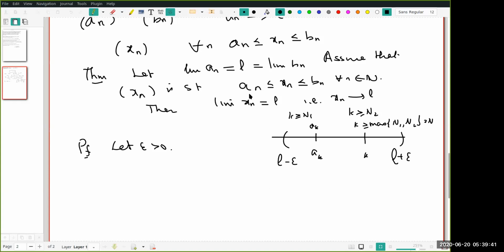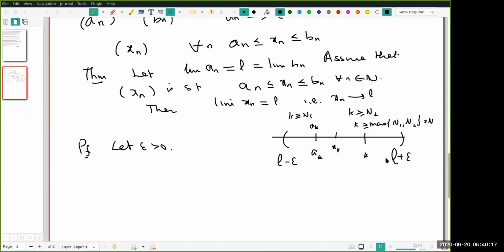Now, what was our hypothesis? For all K, AK is less than or equal to XK, less than or equal to BK. That means, for all K greater than or equal to N, my XK should lie somewhere here. So what does that mean? It says that for all K greater than or equal to N, XK lies in the interval L minus epsilon to L plus epsilon. That is the same as saying the sequence XK converges to L.